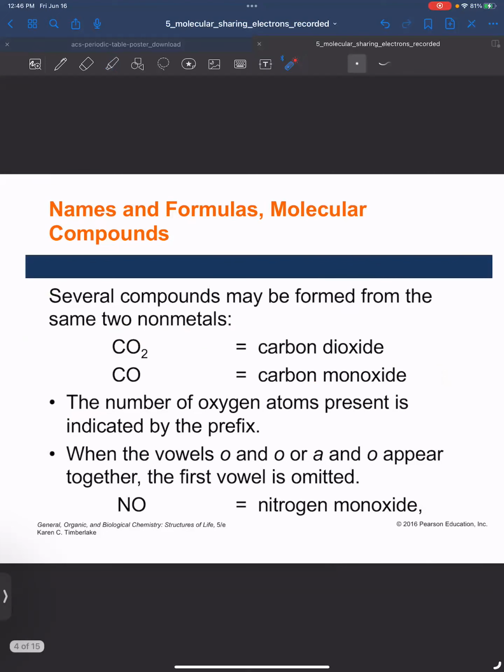As stated on the first slide, several compounds may be formed from the same two nonmetals, so that's why it is important to use prefixes. Here, the first element's carbon, we use the full name of the first element. The second element's oxygen, we use the first syllable and then add IDE, so oxide. Because there are two, we have to put a di in front of oxide to indicate two oxygen atoms. So this is carbon dioxide.